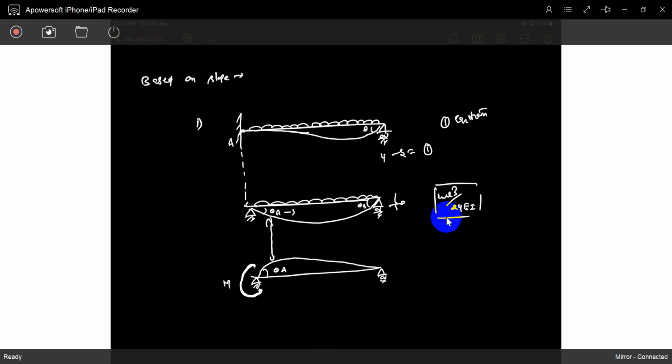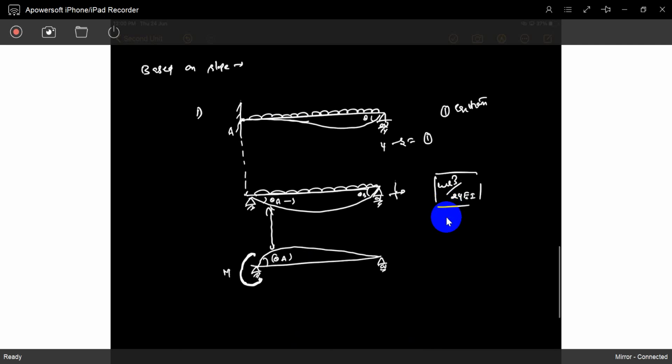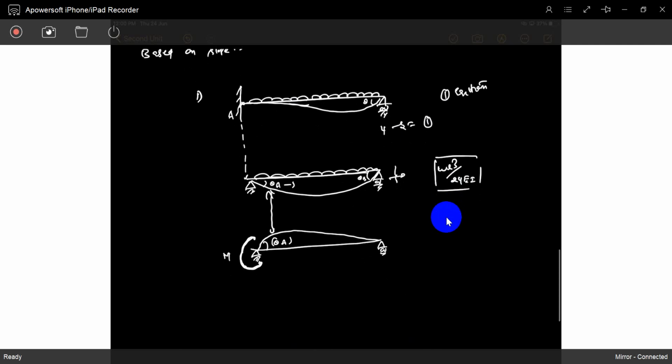By the application of that moment, the slope is not minimized, it is eliminated. The slope generated by the moment is exactly equal to the previous one, and then only it will be 0. If you apply M at the joint of a simply supported beam, the slope at the joint is ML by 3EI, and on the opposite side ML by 6EI.